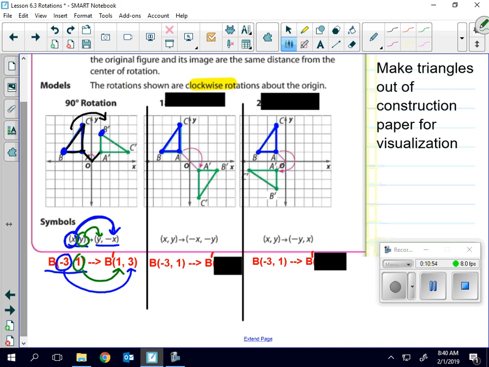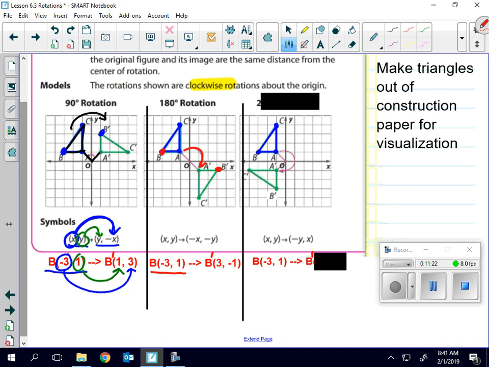Let's look at that again. Let's look at the second one. The second one is a 180-degree rotation. So this one is rotating, as you see here, 2 quadrants away, 180 degrees. And if you look at B, started at negative 3, 1, same thing. And B prime is now at 3, negative 1. That's right here, 3, negative 1.